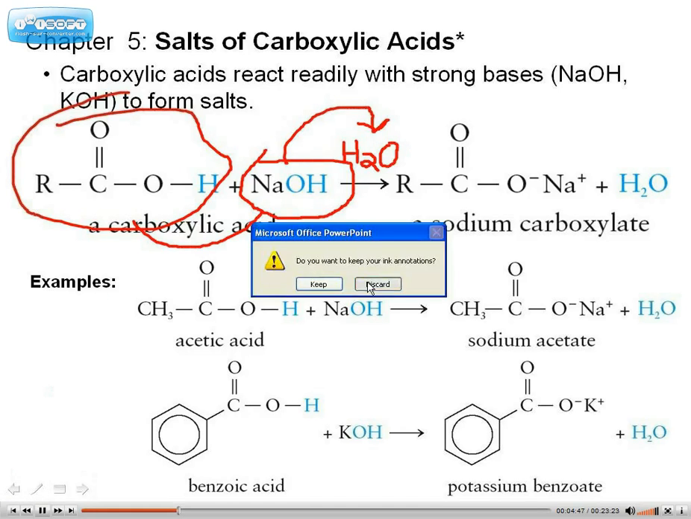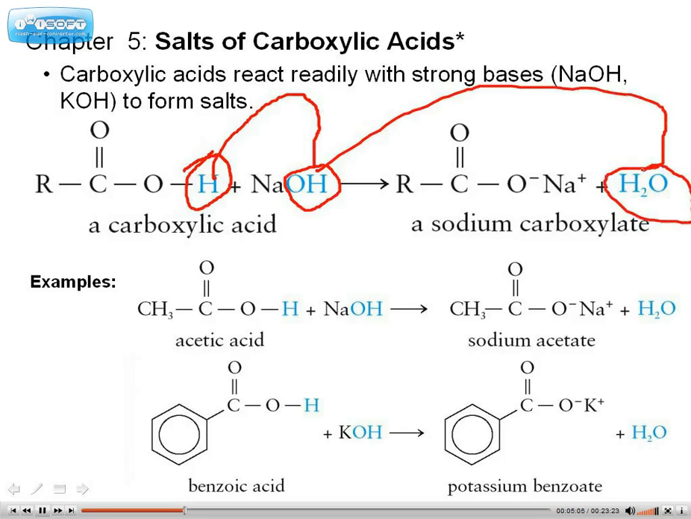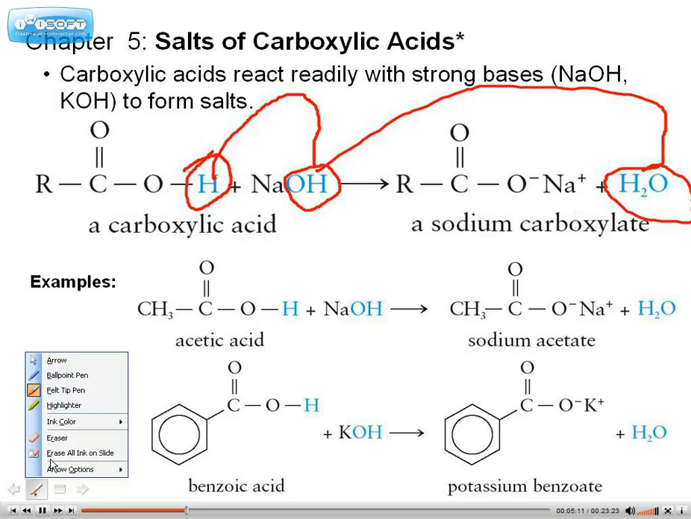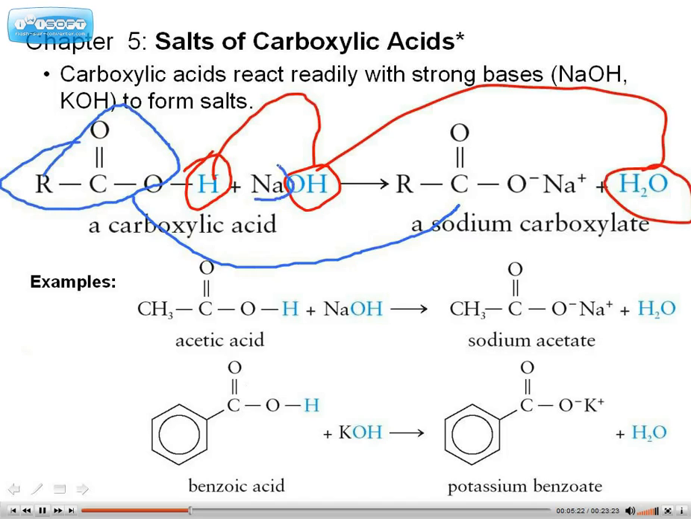So let me go ahead and summarize the key parts. Just like last time, the hydrogen is going to come off, and then with a nearby sodium hydroxide molecule, the hydrogen and hydroxide are going to come together to form a brand new water molecule. The leftover carboxylate ion, which I'll circle in blue, is going to combine with the sodium. So these two are going to come together.